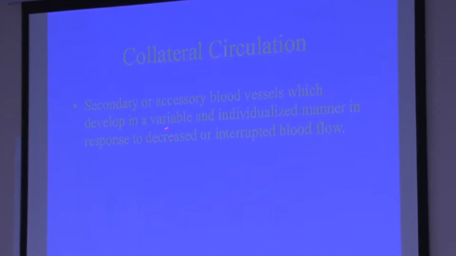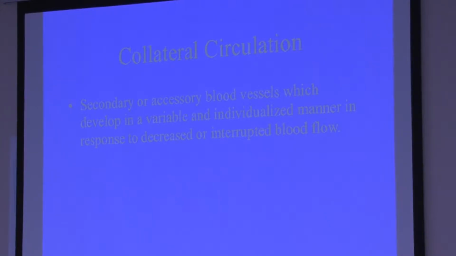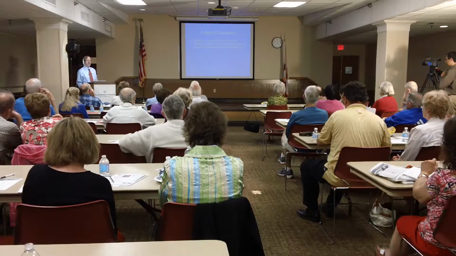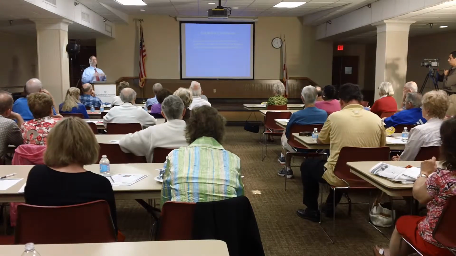Let's talk about the mechanism of collateral circulation. Collaterals, in my language, are secondary or accessory blood vessels, which can develop in a variable and individualized manner in response to decreased or interrupted blood flow. That's a complicated sentence, but what it means is that the heart can grow new blood vessels, and I'm going to show you an example of that. People do vary widely in their ability to develop them.